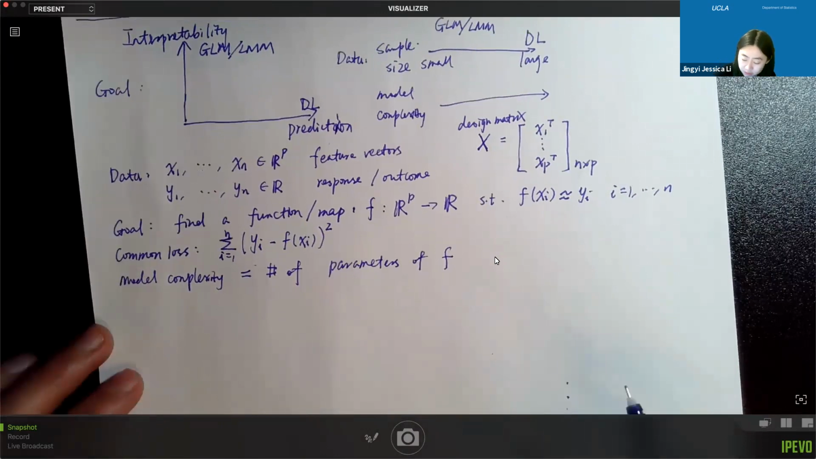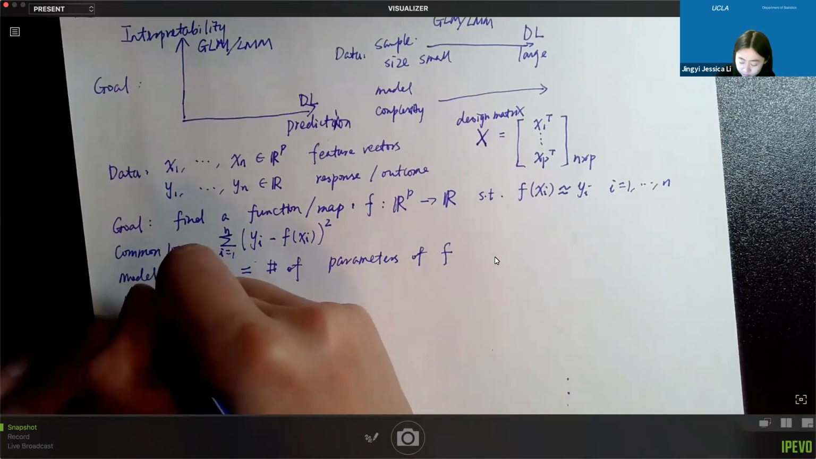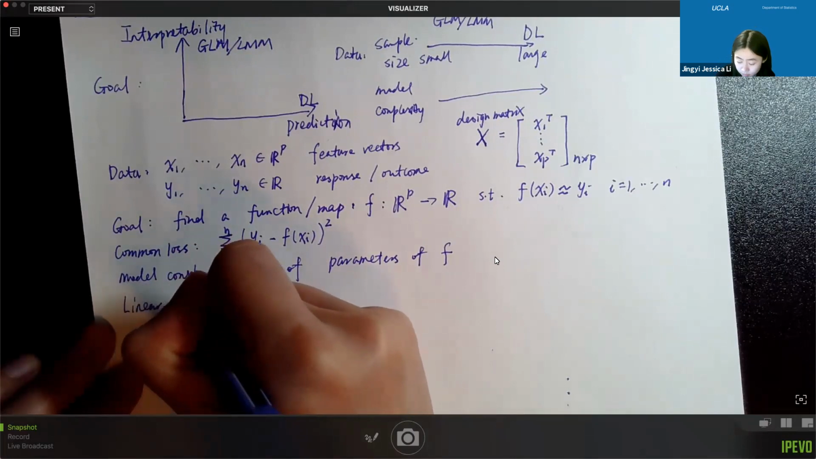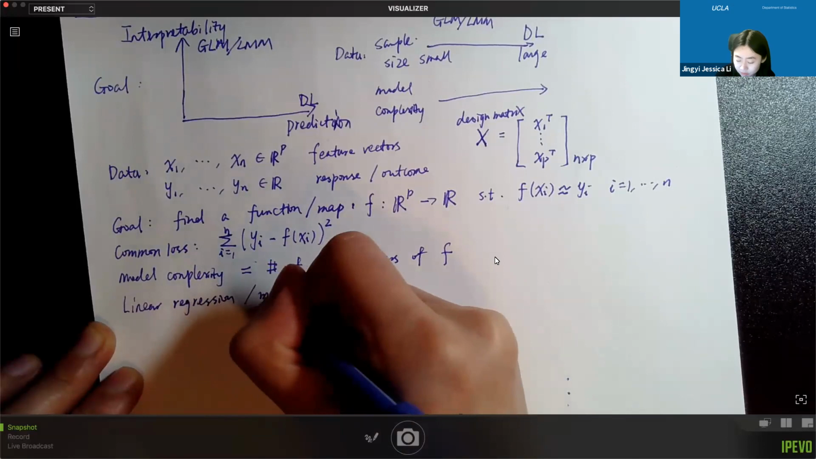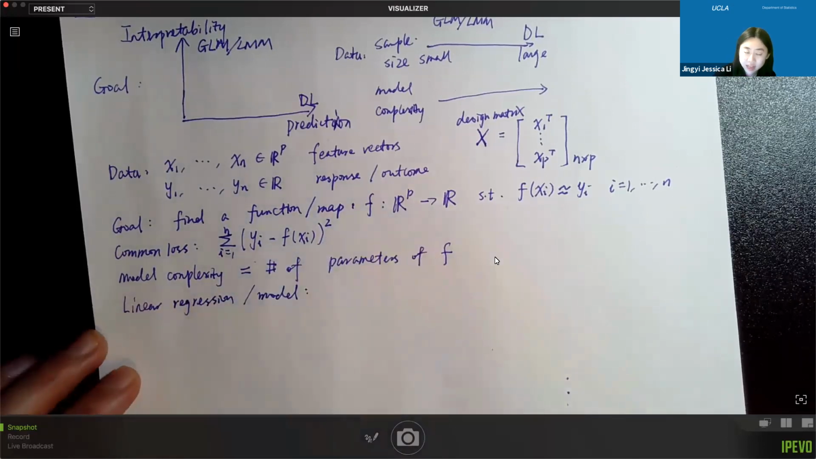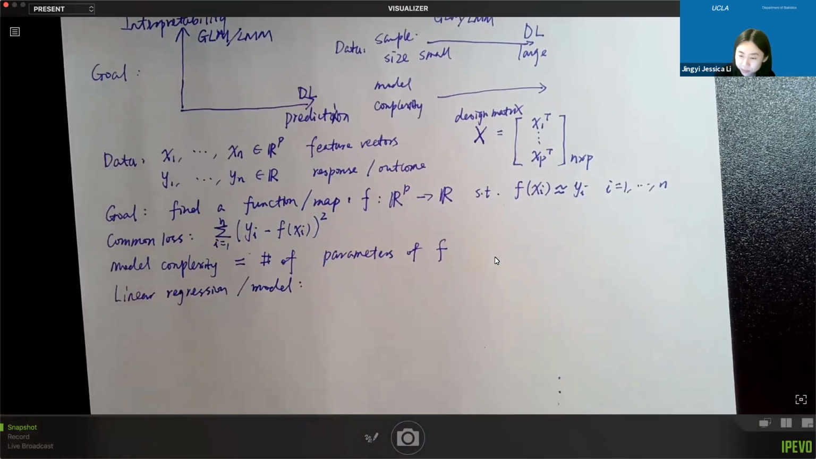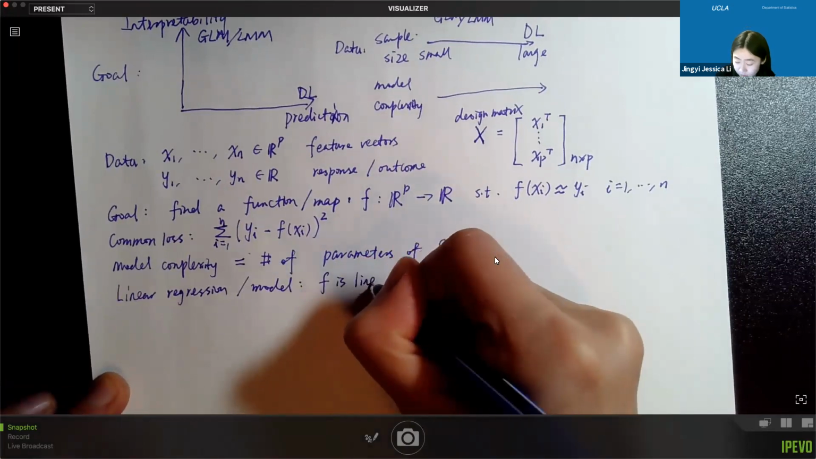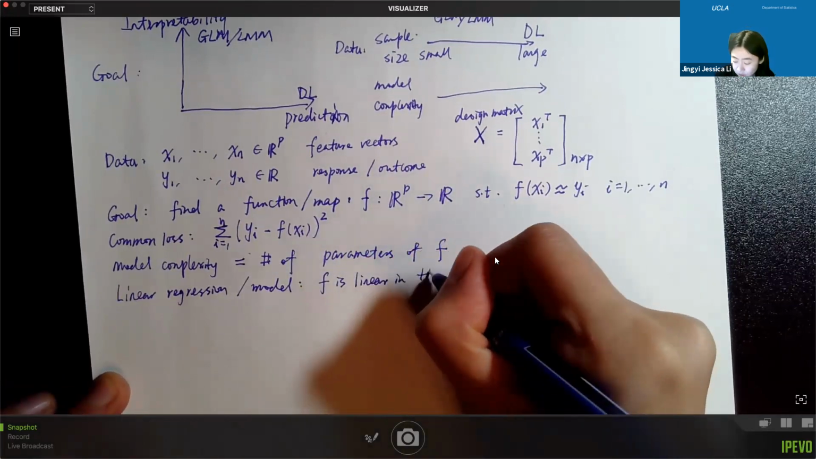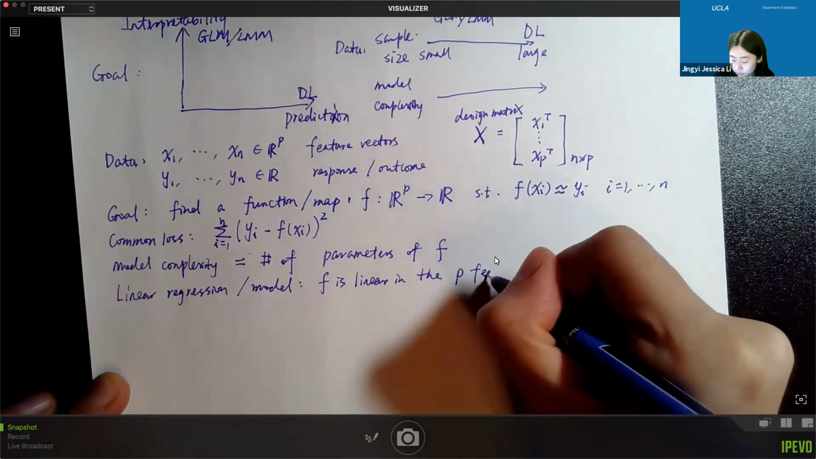So when we say linear regression, or it can be called a linear model, the same thing. It's just that when we focus on the probabilistic part, we call it linear model. If we just focus on the algorithm part, we call it linear regression, but they are essentially the same thing. So this is about a linear f. f is linear in the p features.